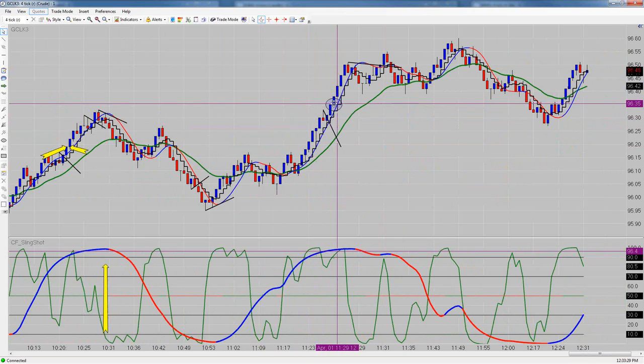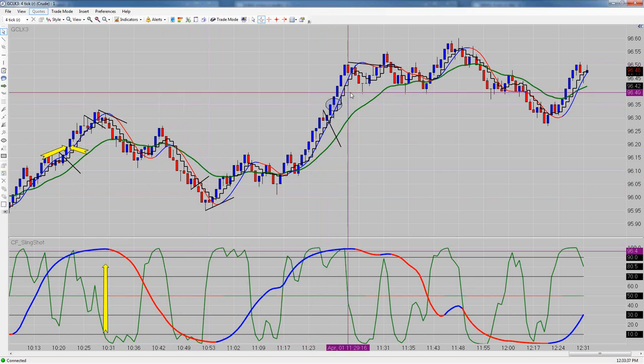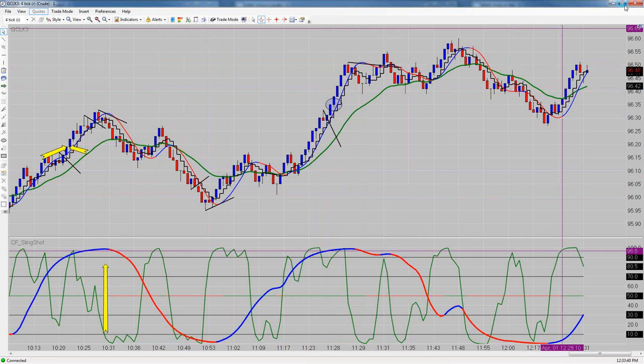You can see there was another opportunity right here at the end of the morning session. I tried to get into that, but I missed it. There was a shorting opportunity. No, there wasn't a shorting opportunity in here. We didn't have any divergence. Okay, that was it. That was our morning on crude.